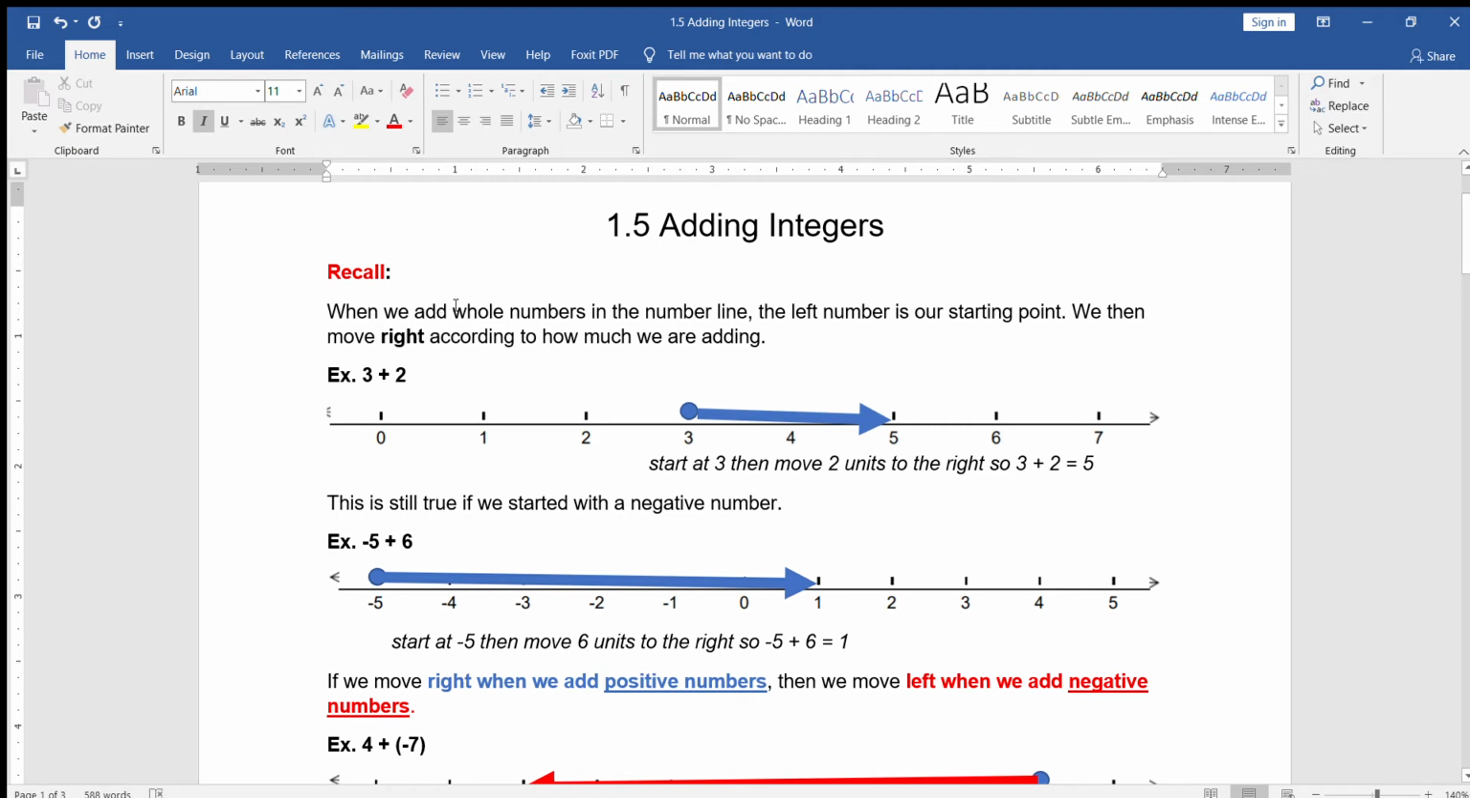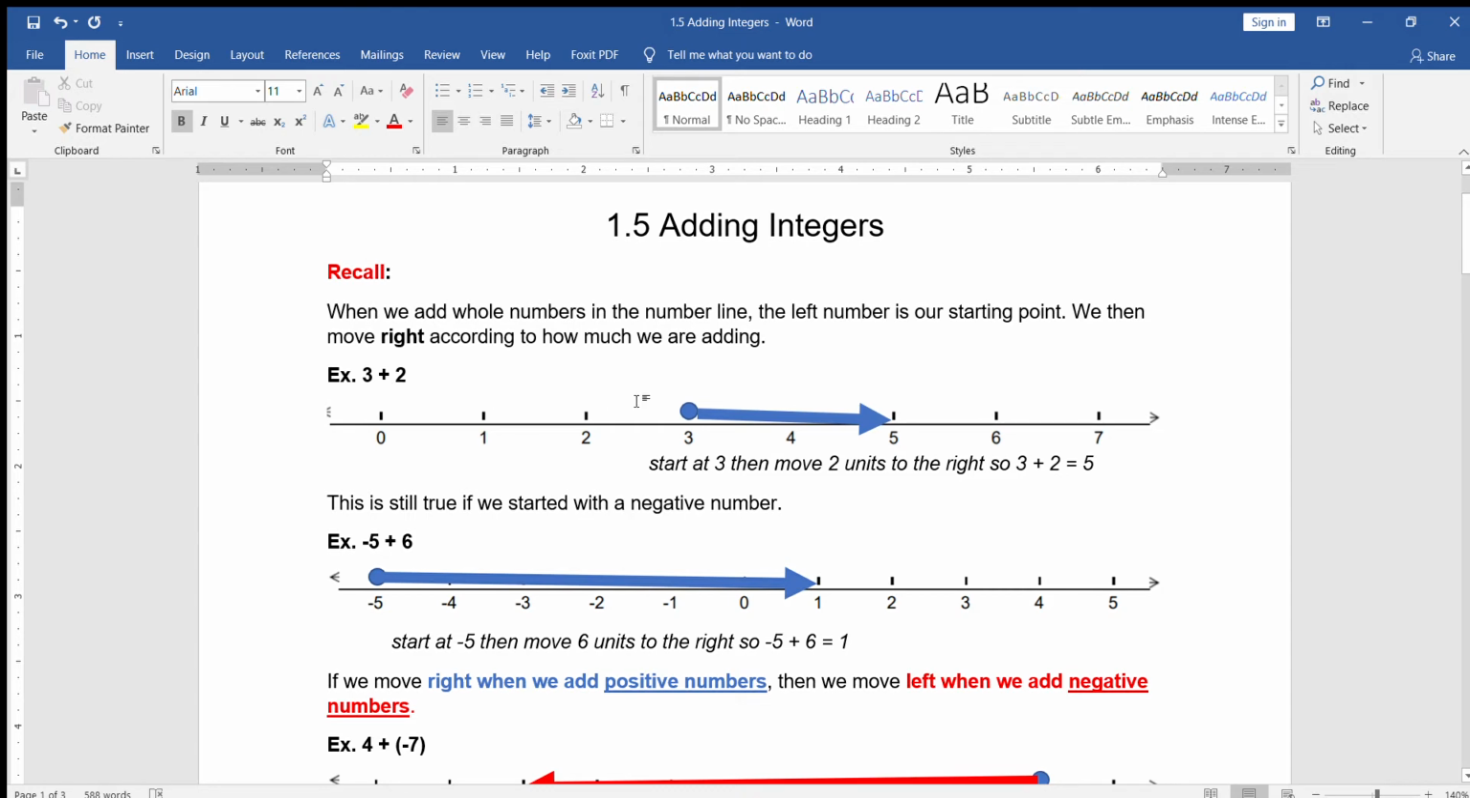Hopefully in grade school you learned how to add numbers on a number line. In case you don't know, here's an example. Our left number, in this case 3, is our starting point on the number line, and we're going to move right according to how much we are adding, in this case 2. Here's 3, our starting number, and we're going to move right 2 times. So we move 1 and then 2. Our answer is 5.